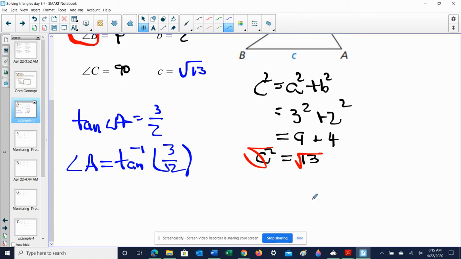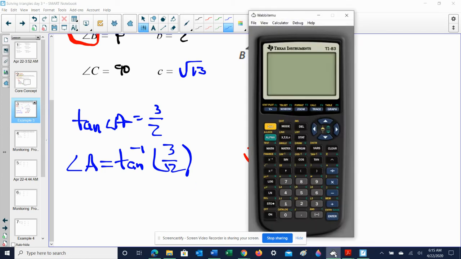Do I have room? Yes, I do. Where would I go now? Well, to get angle A, I'm going to go to my calculator. Turn it on. That's stuff from yesterday. Make sure your mode is on degree mode. We need to be in degree mode in order to do this correctly. I'm going to hit the second button because I'm looking for the inverse tangent. Second tan of 3 divided by 2, close parentheses, enter. Nearest tenth will be 56.3 degrees.